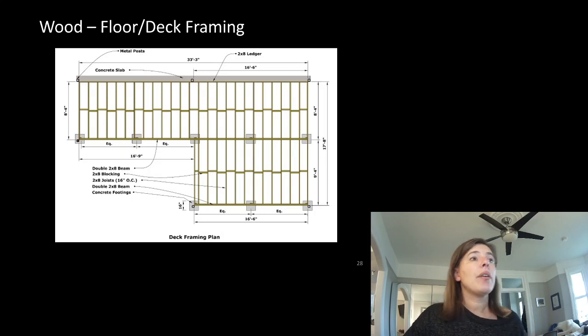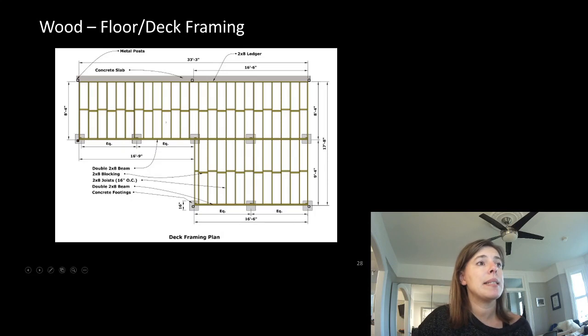Here is another deck or floor plan. Again, we've got elements at 16 inches on center. They have a double 2x8 beam here. So you can see that's 2 plies of 2x8.